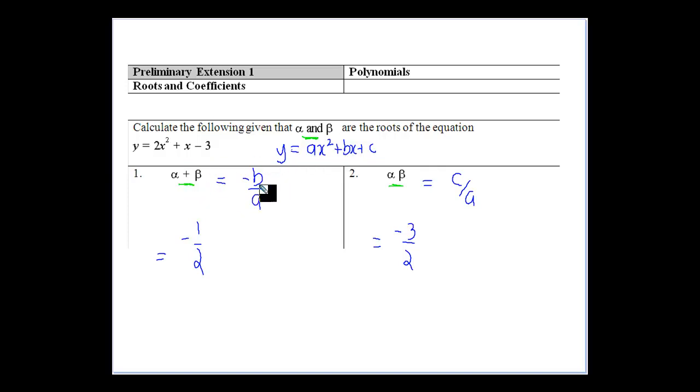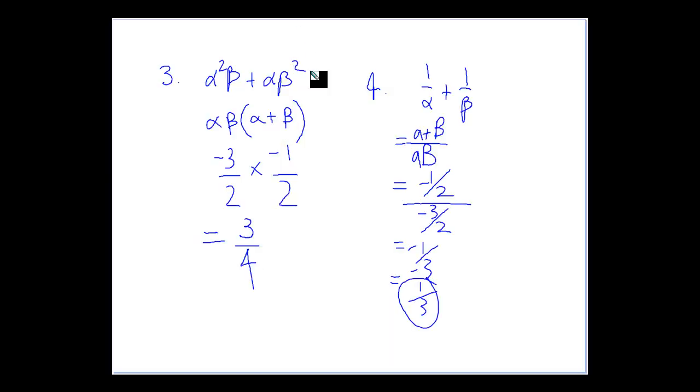So we got the sum of the roots being minus b on a. In this case, it would be minus 1 on 2. And then the product of the roots was c on a. So we got minus 3 over 2, and that gave us our results there. And then we started to manipulate expressions to get them in terms of alpha plus beta and alpha beta, and we were able to solve those problems.